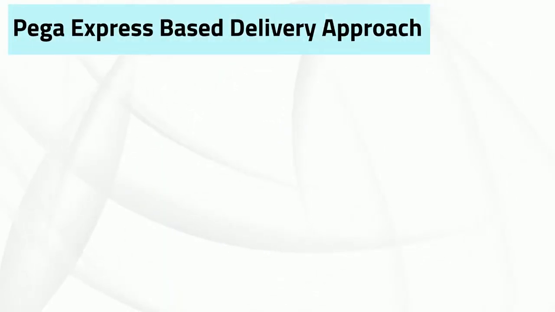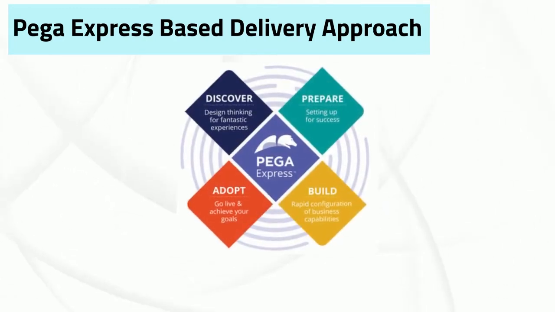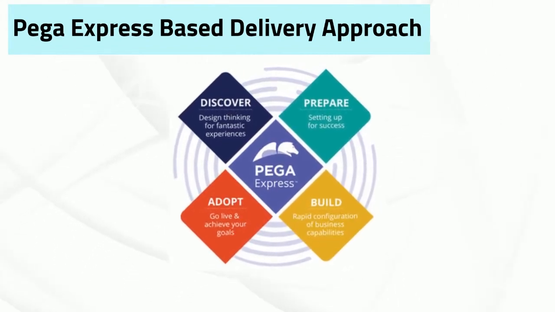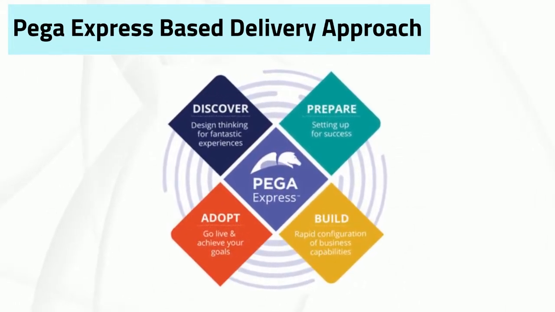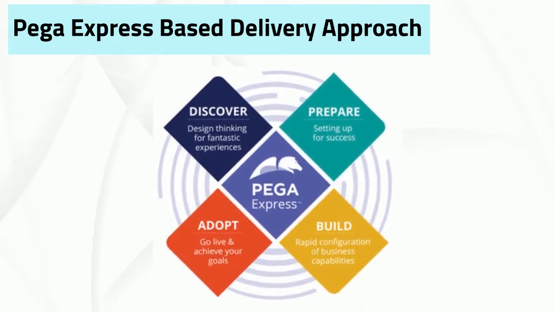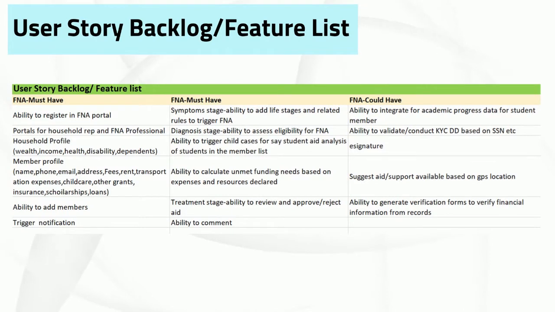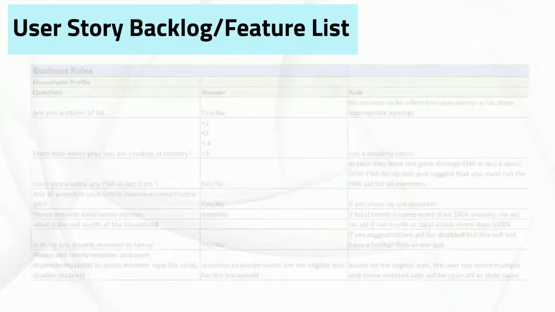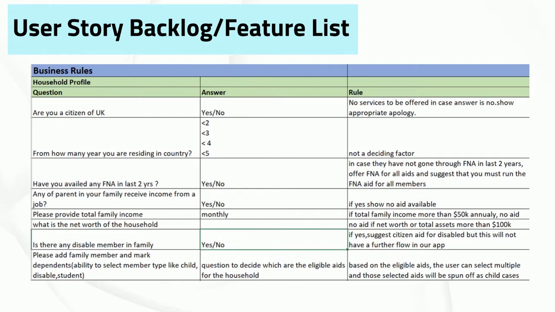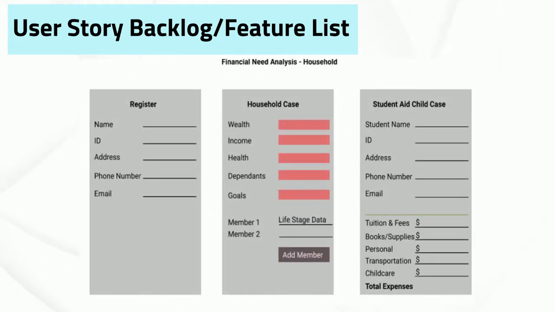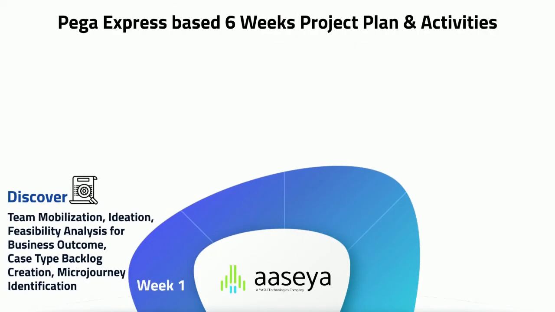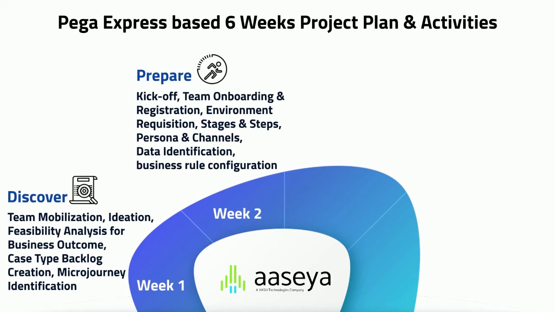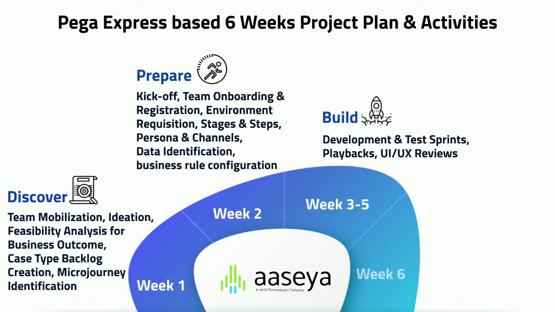For the FNA solution, we have followed Pega Express methodology-based 6-week project plan. We have progressed through the discover, prepare, build, and adopt phases to achieve this. We started with ideation, followed by prioritizing the backlog of stories and creating low-fidelity wireframes for the solution. Team including architects and UI/UX experts came together with business architects to improve the application. We performed very specific activities during each phase such as ideation during discovery, environment requisition during prepare, playbacks during build and UAT during adopt.